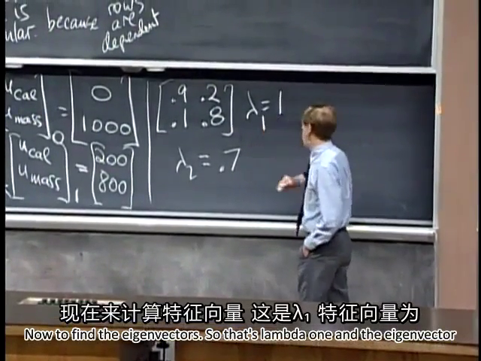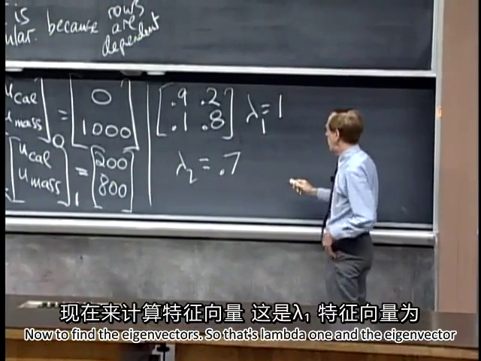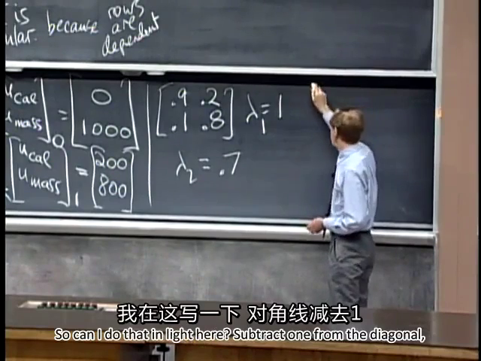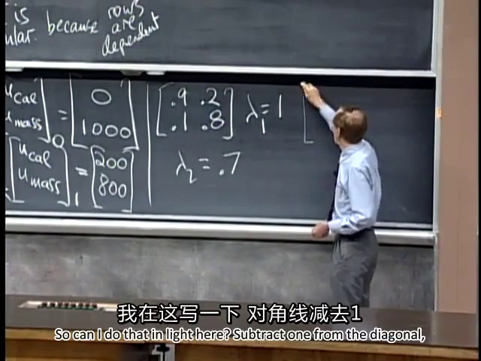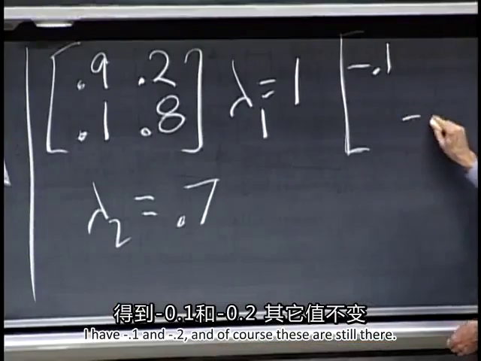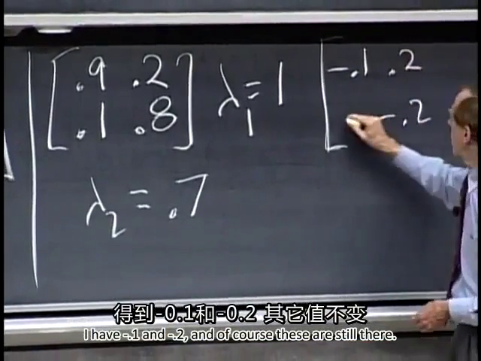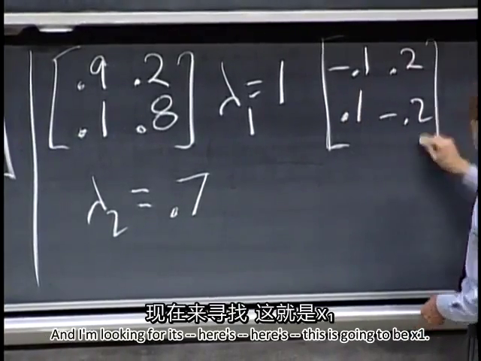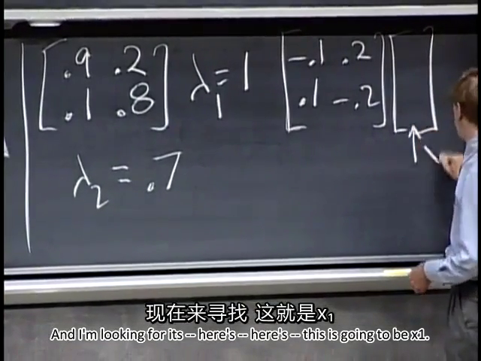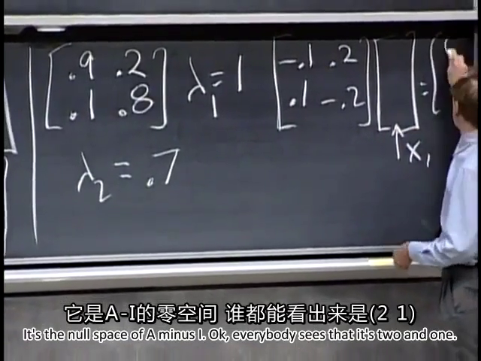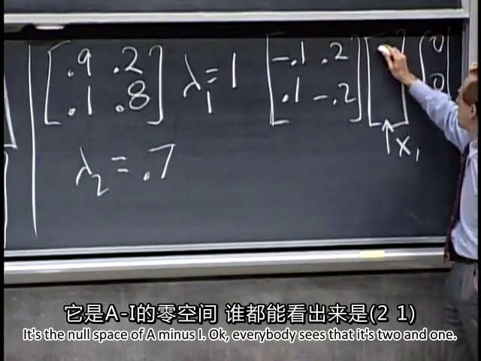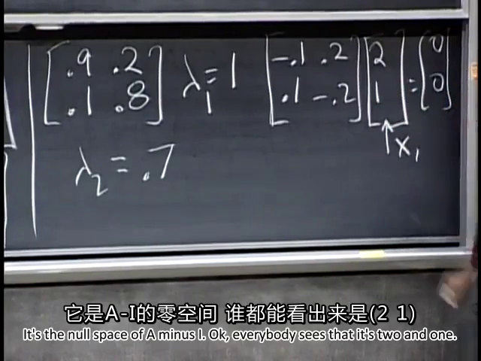So that's lambda 1. And for the eigenvector, I'll subtract 1 from the diagonal, right? So can I do that in light here? Subtract 1 from the diagonal, I have minus 0.1 and minus 0.2. And of course, these are still there. And I'm looking for x1. It's the null space of A minus I. Okay, everybody sees that it's 2 and 1.